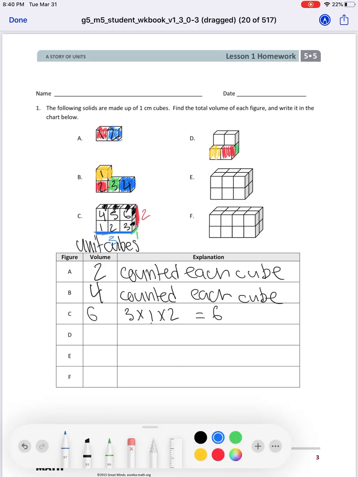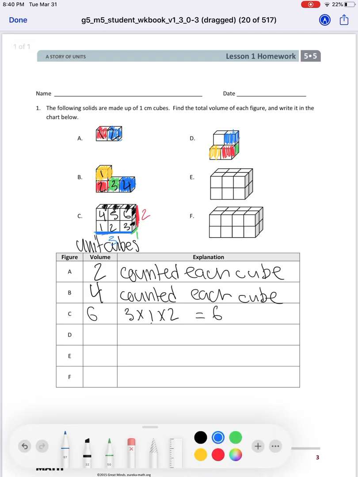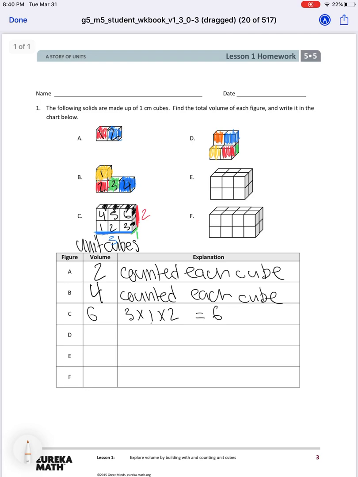Then we can see, so we have 1, 2, 3. We have 4. And we have, what color? Let's pick a color. Let's do orange. We have 5. Now, many of us might think that this is 5 unit cubes.